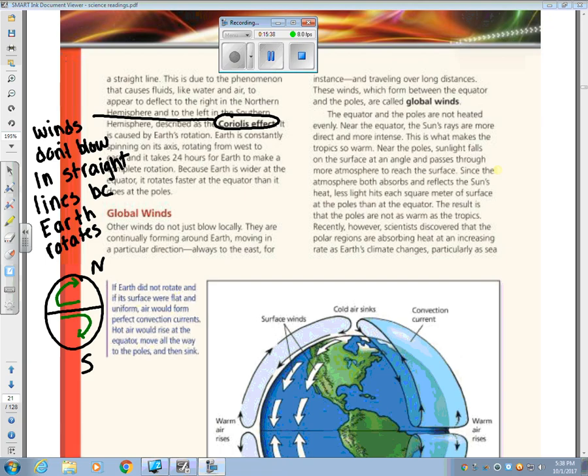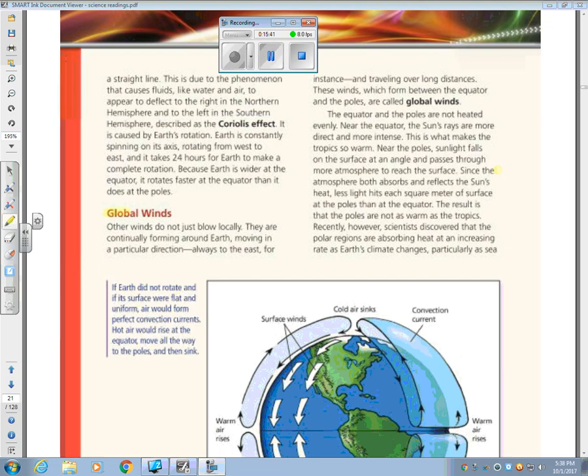Global winds. Other winds do not just blow locally, they are continually forming around Earth, moving in a particular direction, always to the east, for instance, and traveling over long distances. These winds, which form between the equator and the poles, are called global winds. So if you could please circle the words global winds and know that these are winds between the poles and equator.